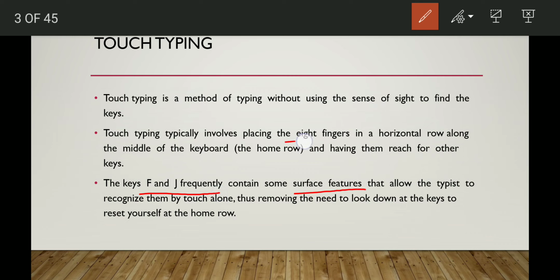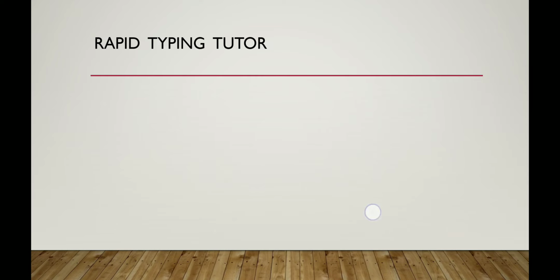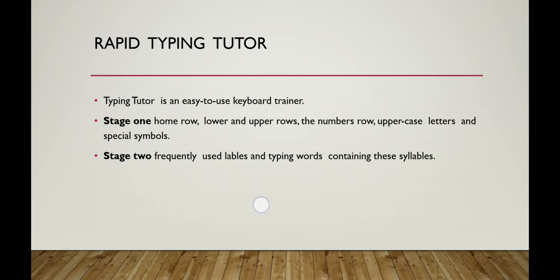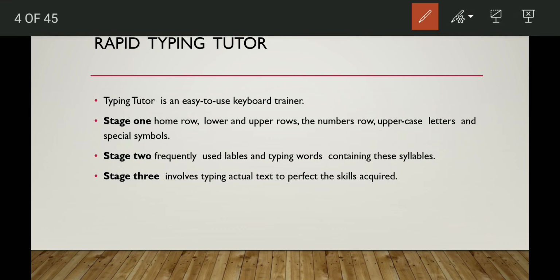Then we place our 8 fingers on the home row, that is F and J's row. We don't use sense of sight to find the keys. Which software do we use to enhance our touch skills? We use Rapid Typing Tutor.